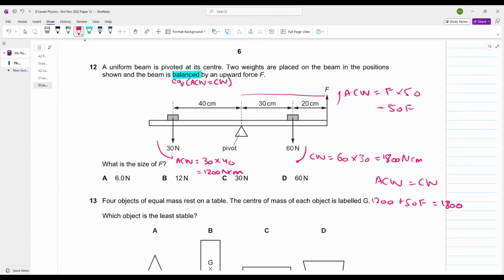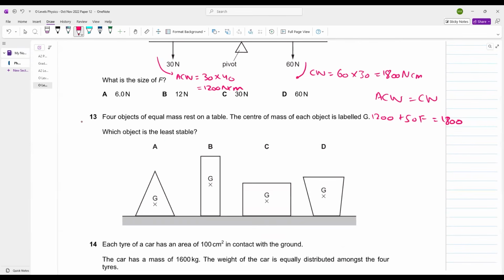moment that is 1800. What will F be equal to? Take 1200 to the other side: 50F is equal to 1800 minus 1200. F is equal to 600 divided by 50. F comes out to be 12 Newton. B is your answer. Simple.